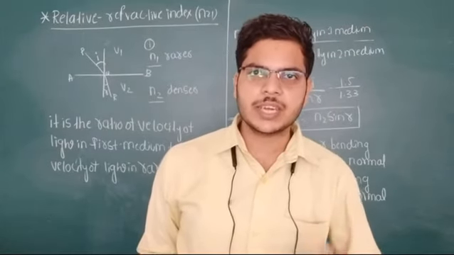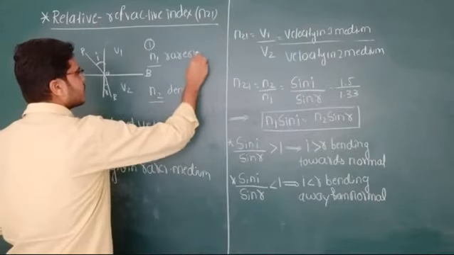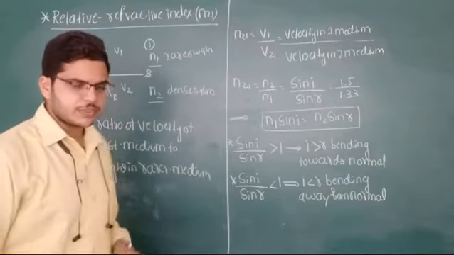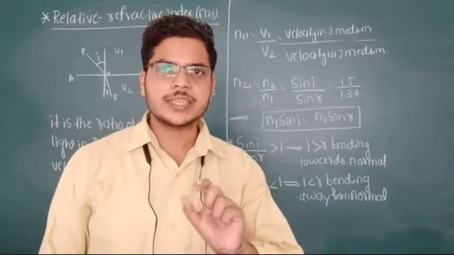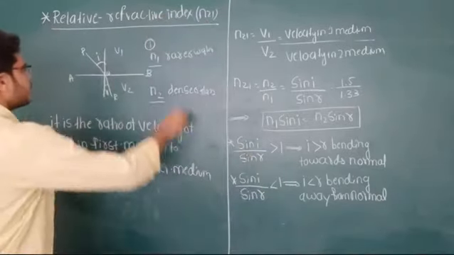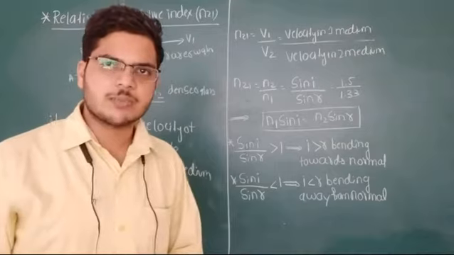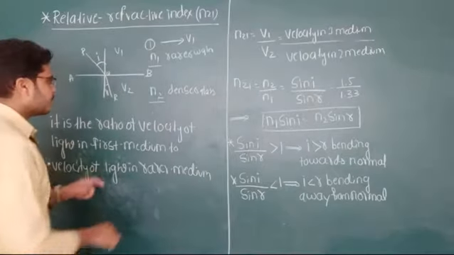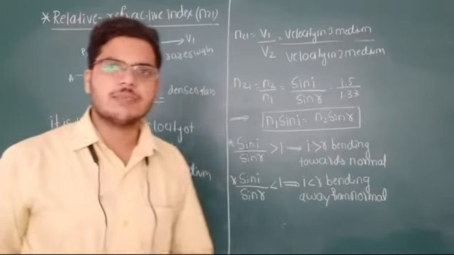In relative refractive index, we are taking mediums other than air. Therefore, this is water, this is glass. Now, what is the meaning of relative refractive index? You pass a ray of light in the first medium of refractive index N1. Let V1 be the velocity of the light in the first medium. You pass the same light in the second medium of refractive index N2. Then V2 is the velocity of the light in the second medium.